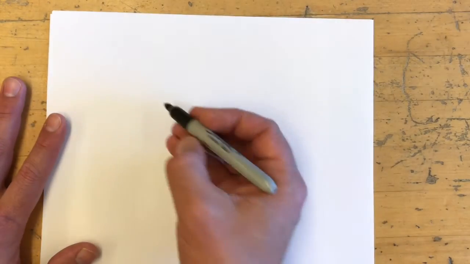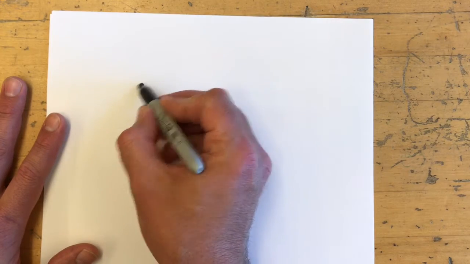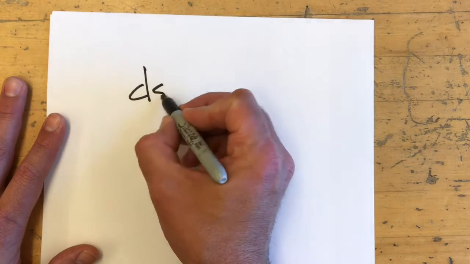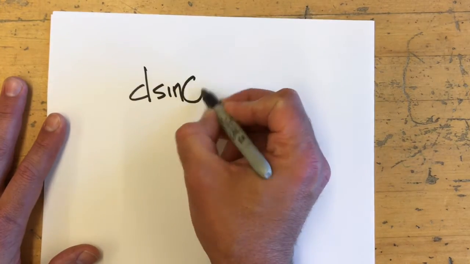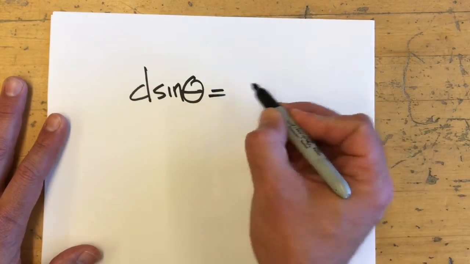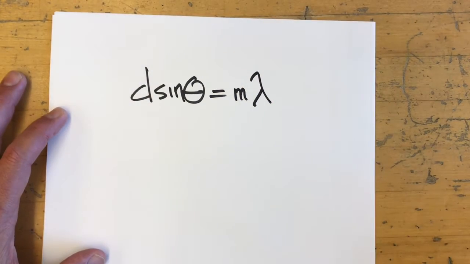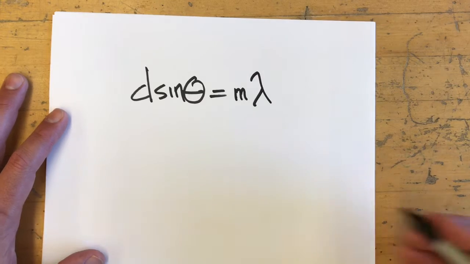Okay, so for light incident on a diffraction grating, the transmitted or reflected light will be such that the equation d sine theta equals m lambda is satisfied. So what does that mean?